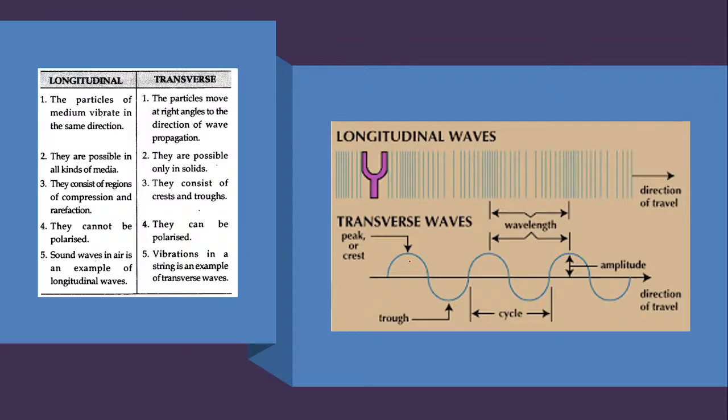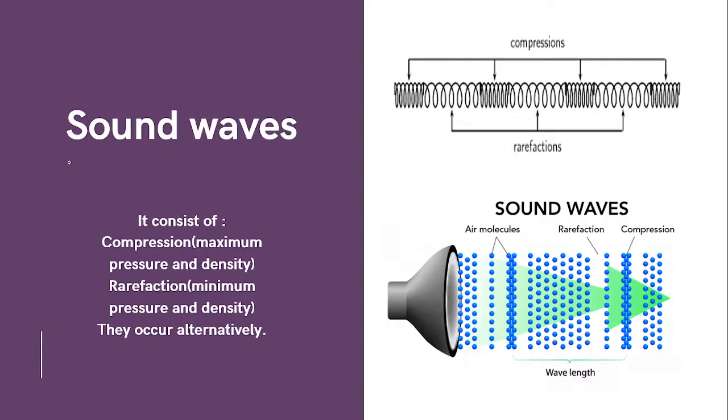You see here, this is the crest, this is the trough. Okay, it's mentioned here. They are possible in all kinds of media, and transverse waves are possible only in solids. Transverse waves cannot be created in liquids and gases. It is only in solids, whereas longitudinal waves can be created in all the three mediums. Now we'll talk in detail about compression and rarefaction.